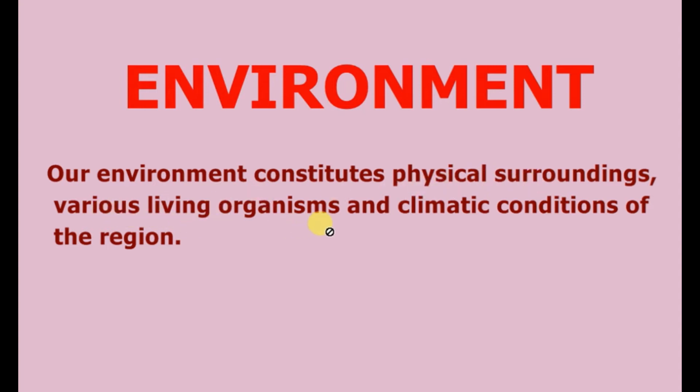And living organisms. Different types of living organisms may be present in an environment. Human beings, animals, birds, insects, microorganisms, fungi, bacteria, and so many other living organisms may be present. And a particular kind of climatic conditions may be prevailing in that region. Maybe the region has high or low temperature, high or low humidity, or pH changes, or so many other things. So when all these things are put together, these constitute an environment.